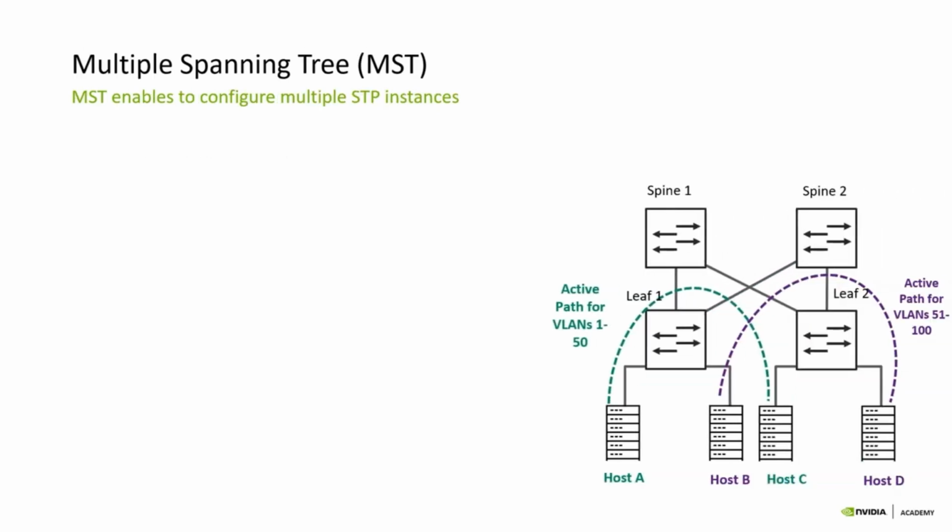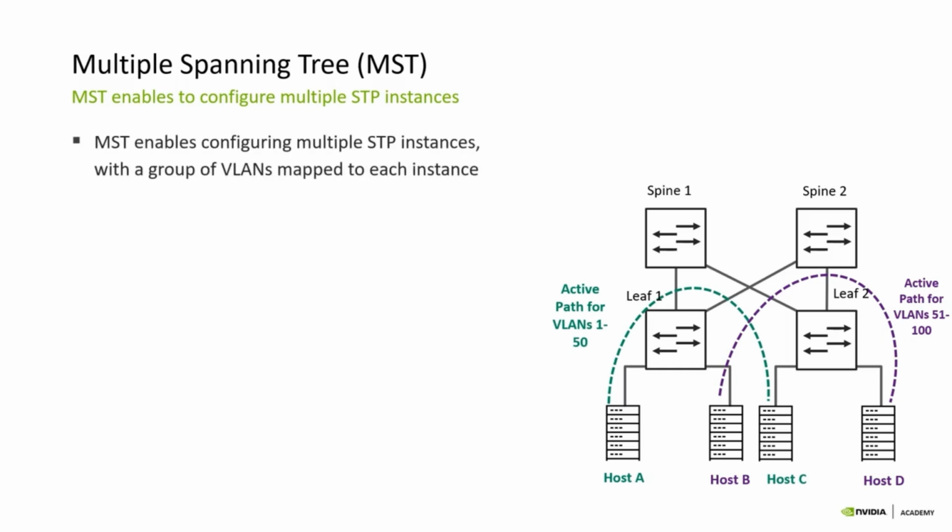In order to allow a Layer 2 network design to provide multipath support, a third version of STP was introduced. Multiple Spanning Tree, or MST, enables configuring multiple STP instances with a group of VLANs mapped to each instance. MSTP settings can be configured so that each instance has a different active path. In our example, the green path is the active one for VLANs 1 through 50, and the purple path is the active path for VLANs 51 through 100.